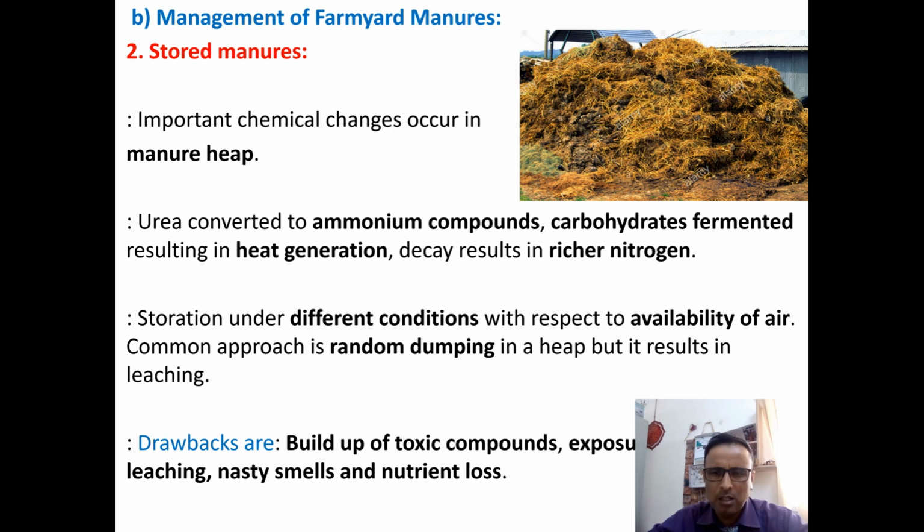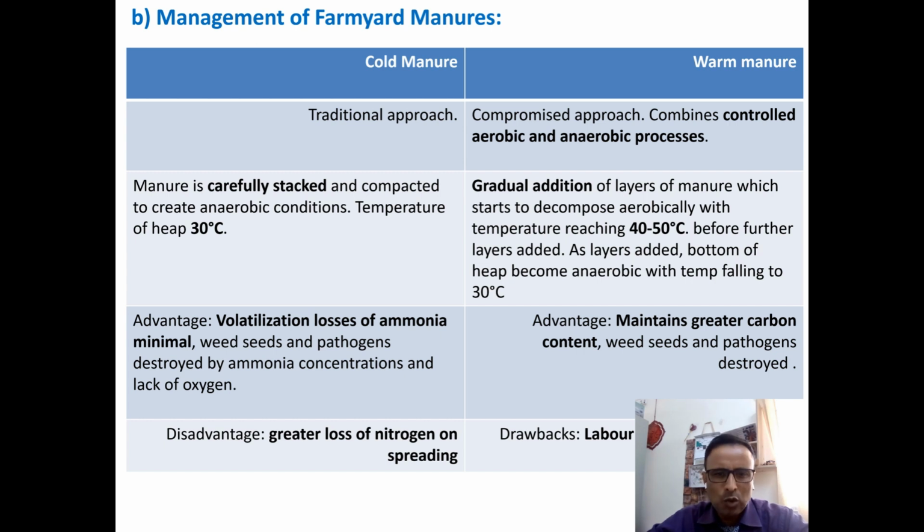The drawback of this kind of heat is the buildup of toxic gases and compounds, toxic gases like H2S, hydrogen sulfide, and methane. Then exposure to leaching, nasty smell and nutrient loss are general drawbacks of this kind of manure. Now, there are two different approaches to generate this kind of manure.